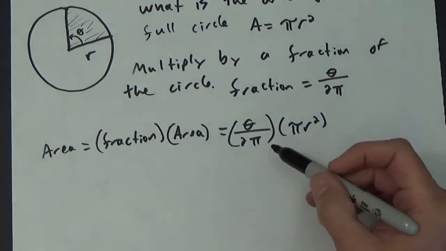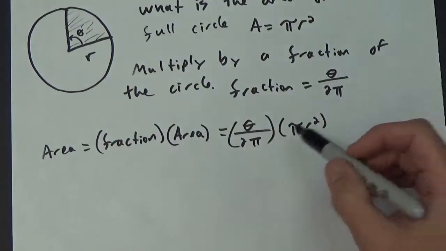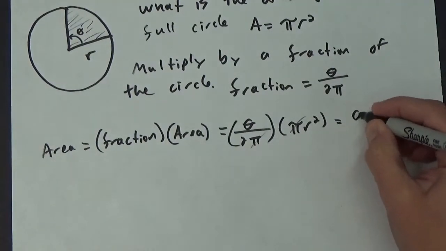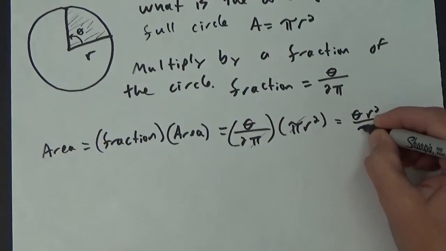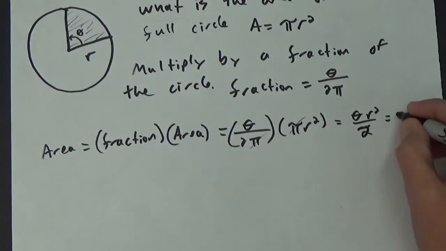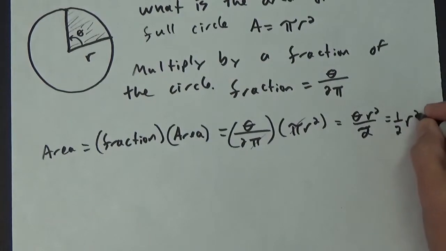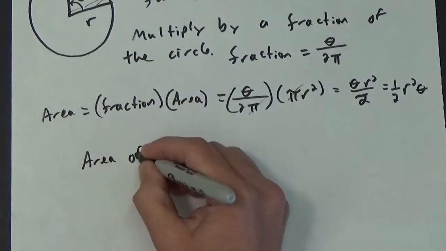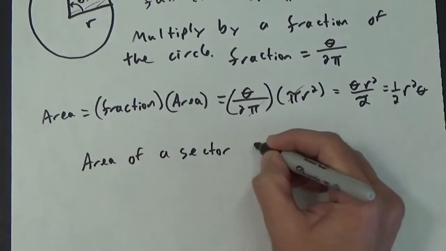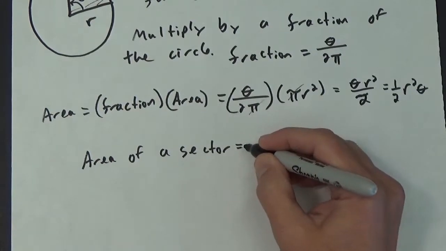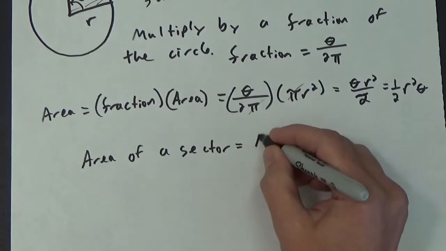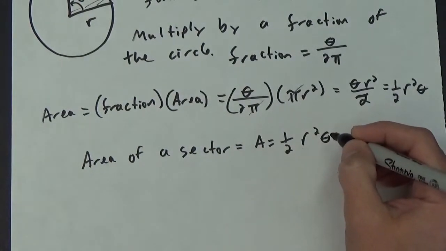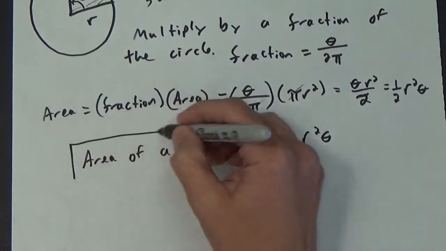Now unlike the arc length where the 2 pi's cancel out, in this one only the pi's cancel out. There's a pi, there's a pi. And so we end up with theta r squared over 2. Normally what we write is 1/2 r squared theta. And so there is our formula for the area of a sector. So the area of a sector is 1/2 r squared theta. Put a box around that.